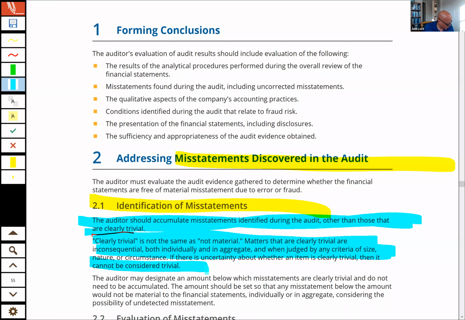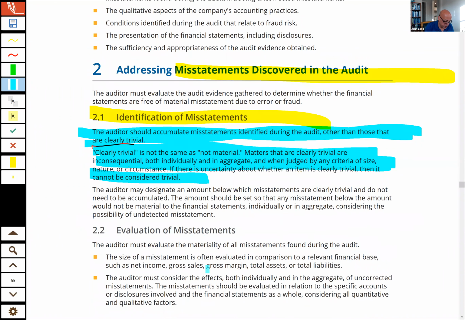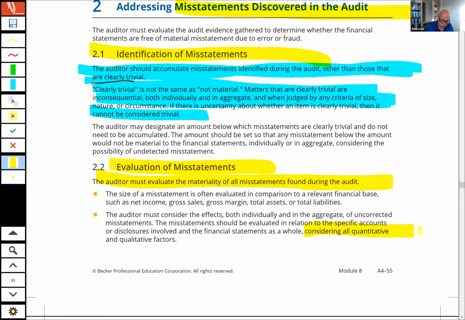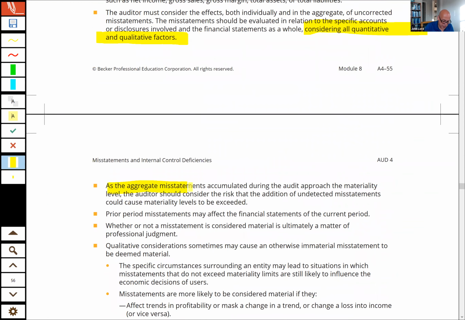Now the auditor must evaluate, and now we're talking about the non-trivial misstatements. The auditor must evaluate the materiality of misstatements found during the audit, and we consider both quantitative and qualitative factors when we're evaluating them. Now you come over to the next page, and as misstatements aggregate and accumulate, the auditor should consider whether or not it looks like they will exceed materiality levels.